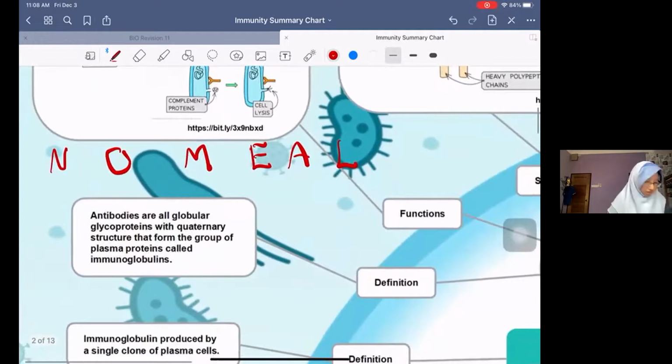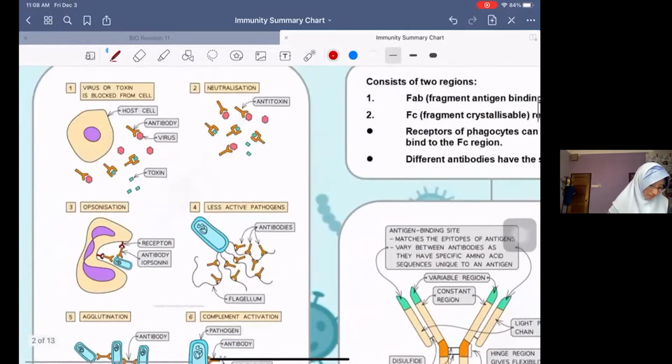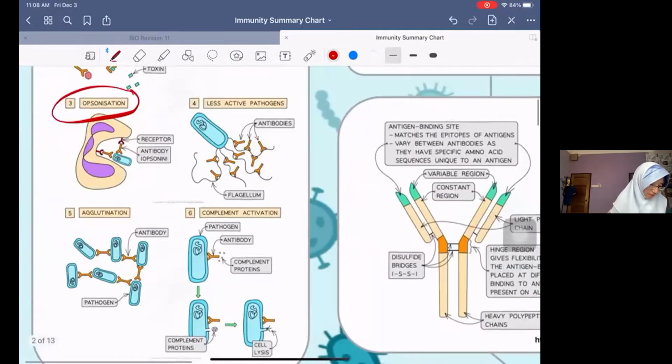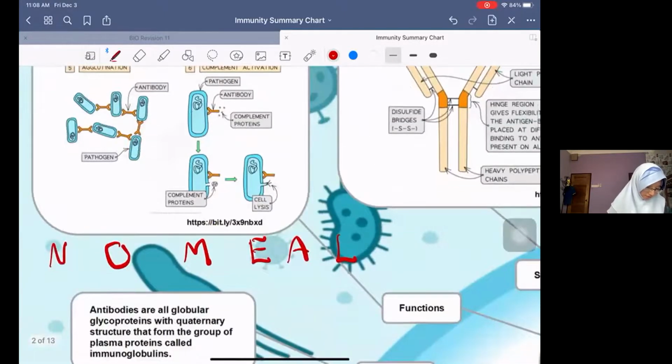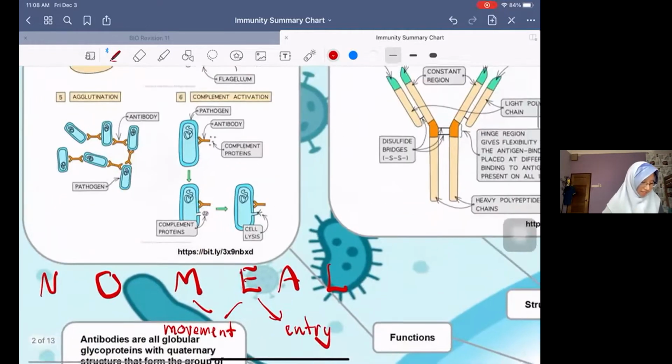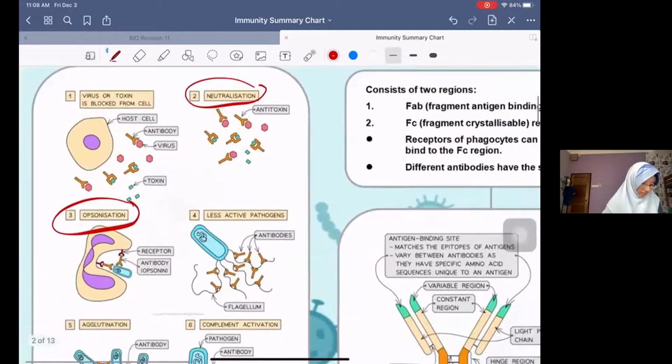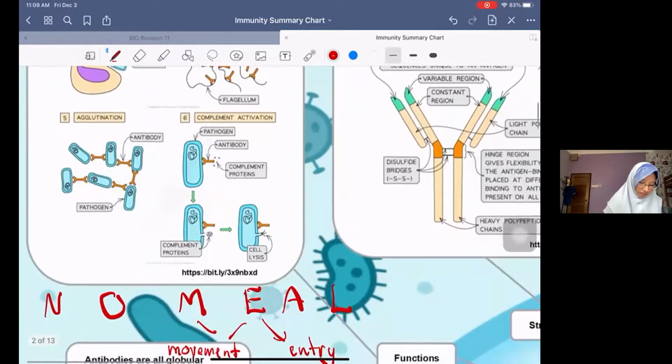N stands for neutralization, O is opsonization, M stands for movement and E stands for entry. Both of them prevent movement and entry. And then A is agglutination and L will be lysis, meaning breakdown. Okay, I'm just going to cut this short.